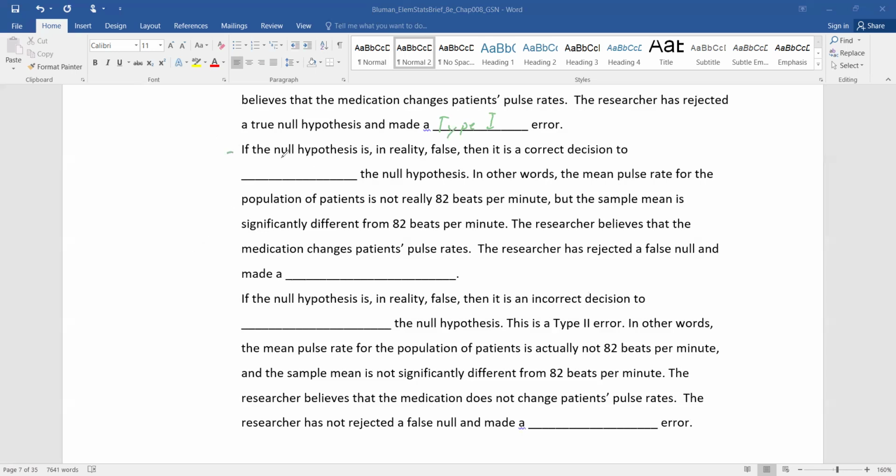All right, here's another scenario. If the null hypothesis is in reality false, then it is a correct decision to reject the null hypothesis. If it is false, then for us to be correct, we better say it's false too. Again, you usually don't know if something's false or not until after the fact. In other words, the mean pulse rate for the population of patients is not really 82 beats per minute, but the sample mean is significantly different from 82 beats per minute. The researcher believes that the medication changes the pulse rates, and the researcher has rejected a false null and made a correct decision.